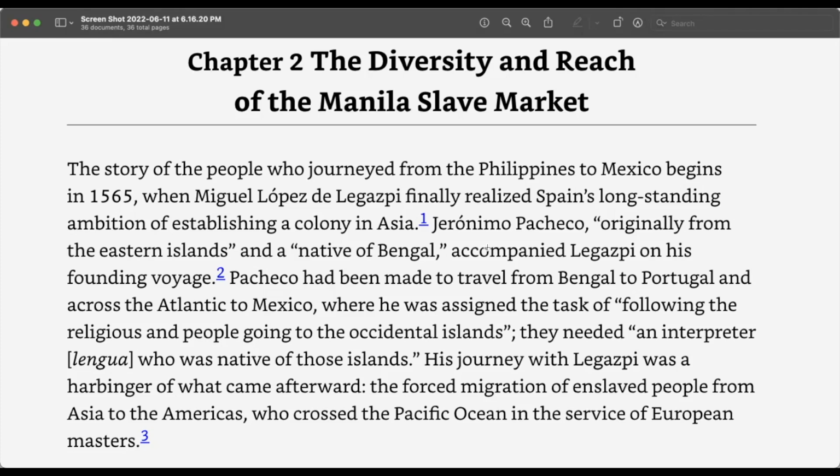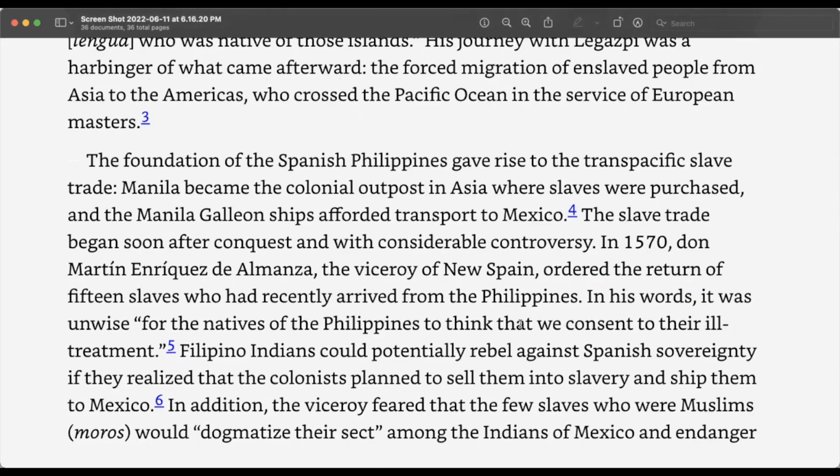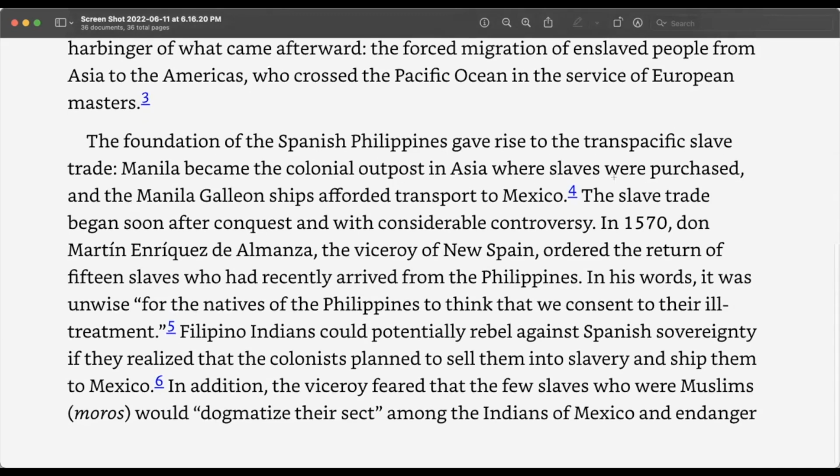Pacheco had been made to travel from Bengal to Portugal and across the Atlantic to Mexico, where he was assigned the task of following the religious and people going to the Occidental islands. They needed an interpreter who was native of those islands, you see? So he was with them, this guy. His journey with Legazpi was a harbinger of what came afterwards. The forced migration of enslaved people from Asia to America, who crossed the Pacific Ocean in the service of European masters. The foundation of the Spanish Philippines gave rise to the Trans-Pacific slave trade.